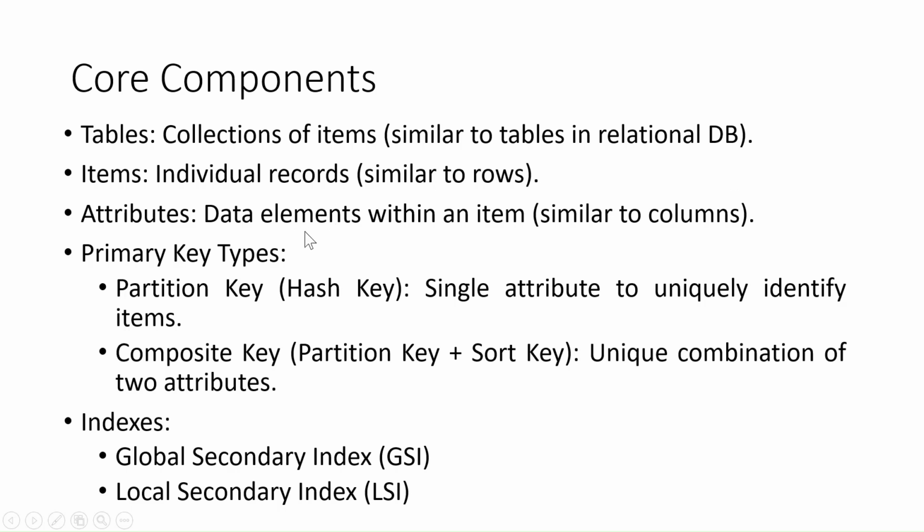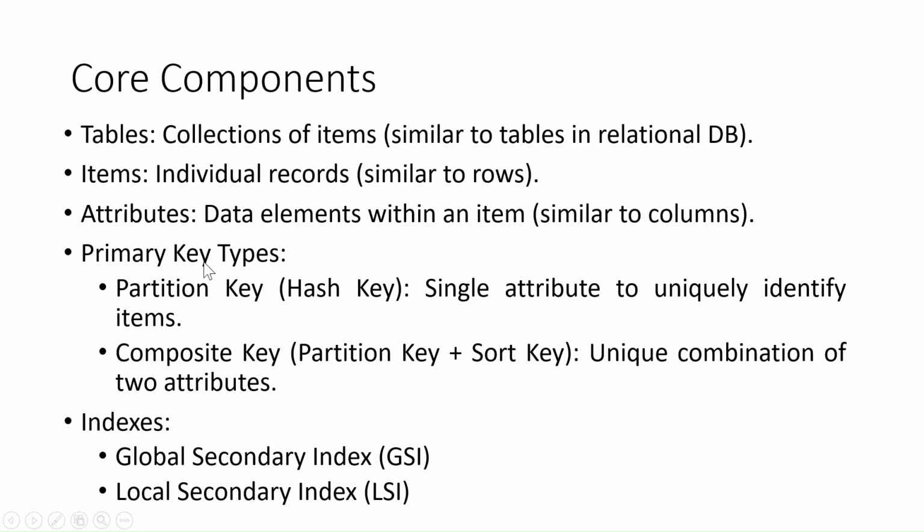Items are individual records, similar to rows. An item is like a single row in a table. It represents one specific record in your database. For example, in a table of users, one item could represent a specific user. And attributes are data elements within an item, similar to columns. Attributes are like columns in a row. They represent a piece of information stored in the item. For example, in the user table, attributes might include username, email, or phone number.